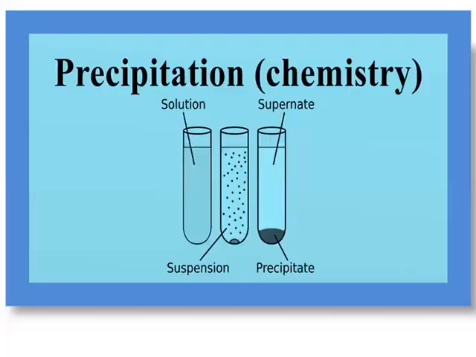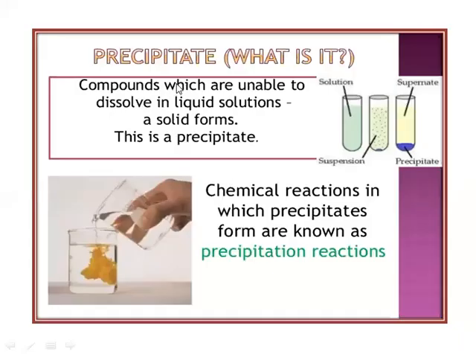The second type of double displacement reaction is the precipitation reaction. We have already studied solution and suspension. When the suspension settles down, it forms a precipitate. Precipitate, what is it? Compounds which are unable to dissolve in liquid solutions and form a solid are a precipitate. Chemical reactions in which precipitates form are known as precipitation reactions.